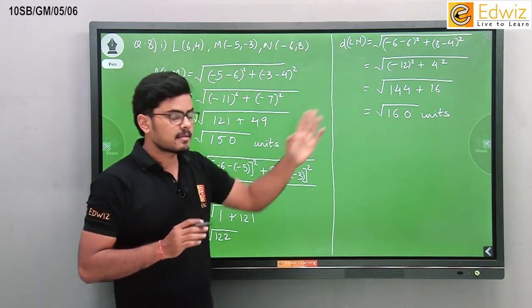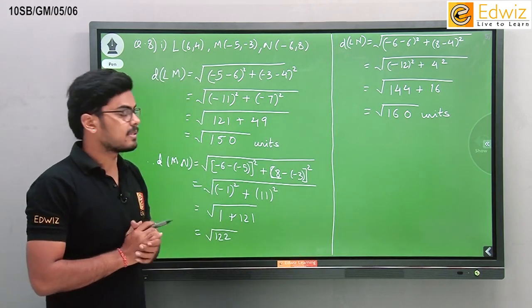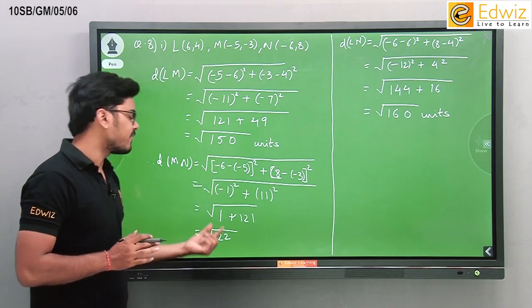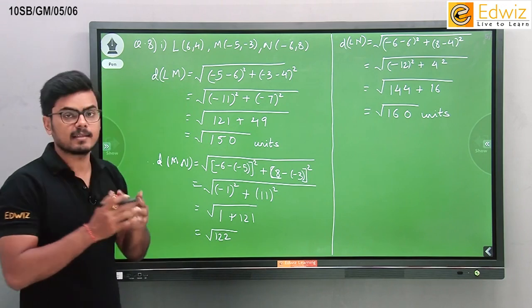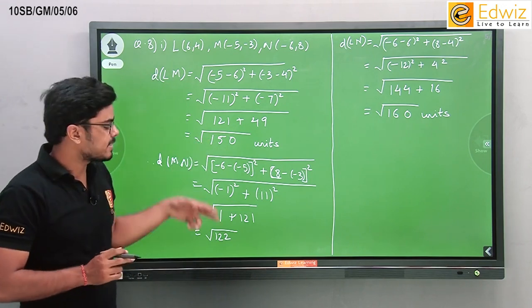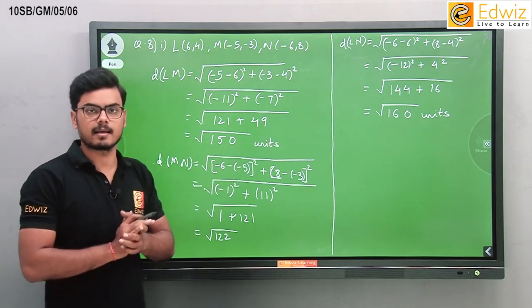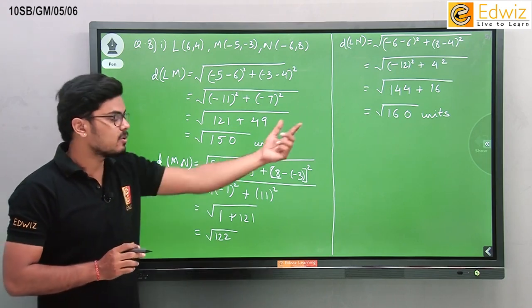So this is the third distance that we are getting, root 160 units. Now clearly root 150, root 122 and root 160, if we take these three as distances between points, they are non-collinear because two distances add up and do not give the third distance. Okay, these three values are all near each other.